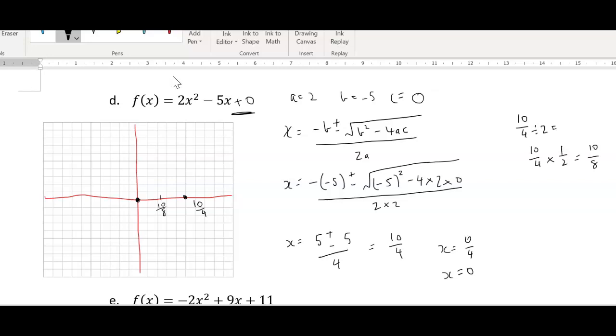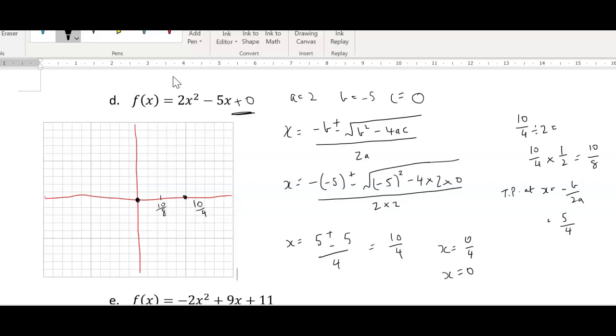Another way of getting that, remember, is your turning point is at x equals negative b on 2a. b is negative 5, so negative negative 5 is 5, and 2 times 2 is 4. Okay, so you can see it's the same thing. 5 on 4 is the same as 10 on 8. All right, and then to get your y-coordinate of the turning point, we just substitute it back in.